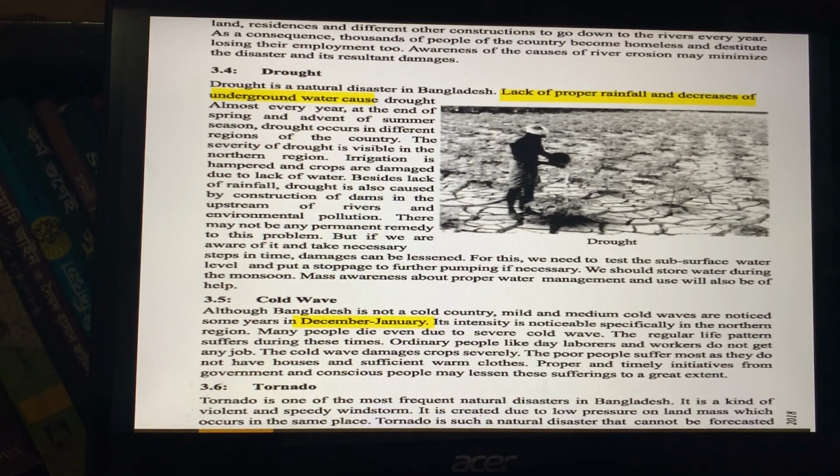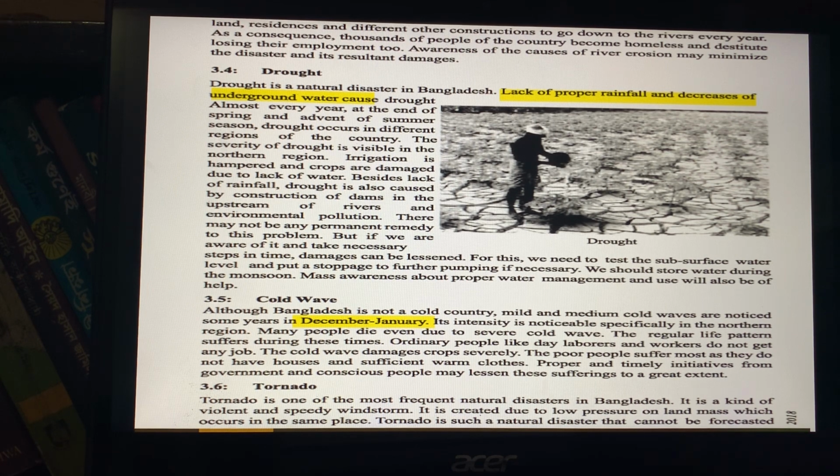Then we have drought. This drought mostly happens in the northern part of Bangladesh, because we know that there we don't have that much rainfall. So the reasons behind drought are lack of proper rainfall, and another is decrease of underground water.